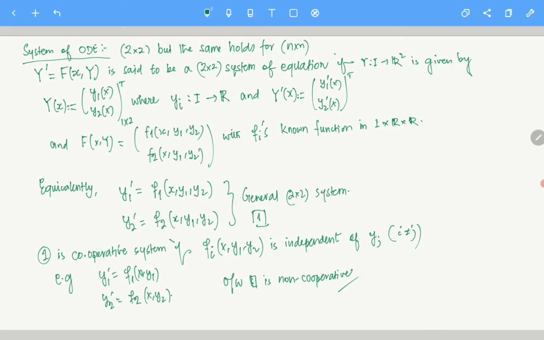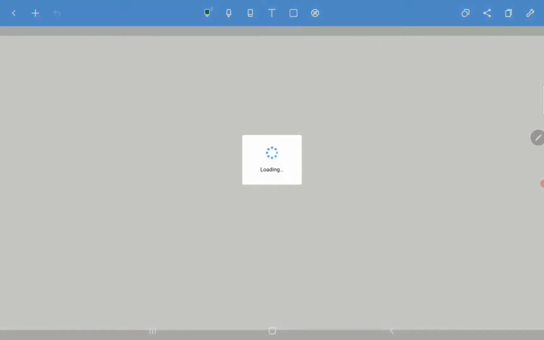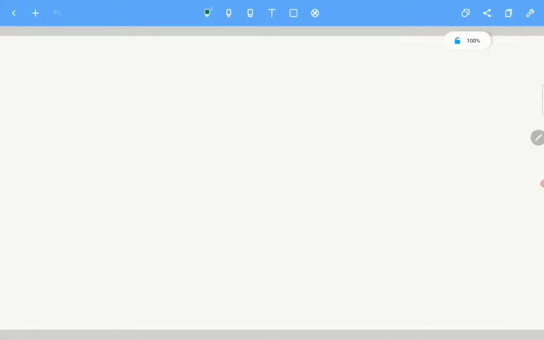Here in a system you have to keep this in mind: when you write it in matrix notation, make sure that you follow the size of the system. Now let's say you want a system.